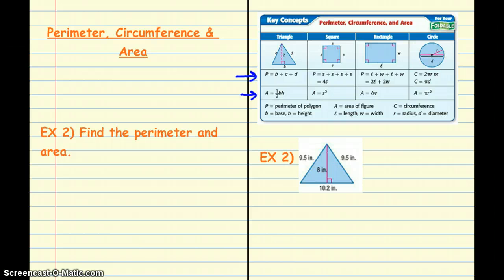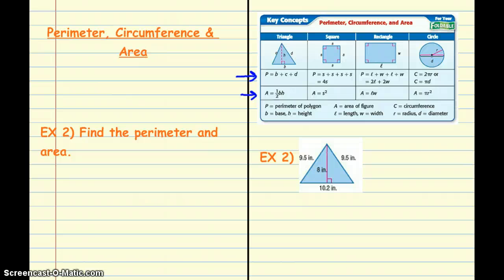The big thing to remember for the area of a triangle is that the base and the height have to be perpendicular to each other. And then again for a circle, it's pi times radius squared. And again, we'll use 3.14 for pi.